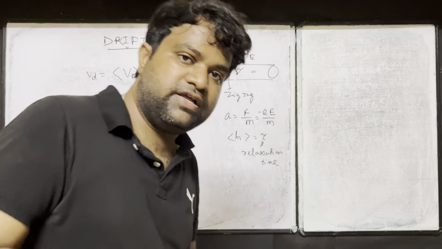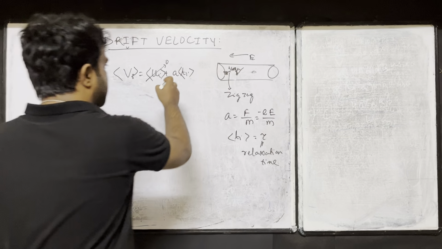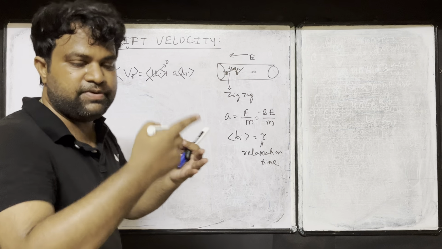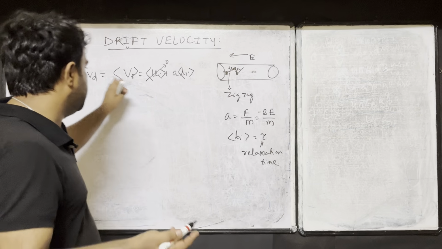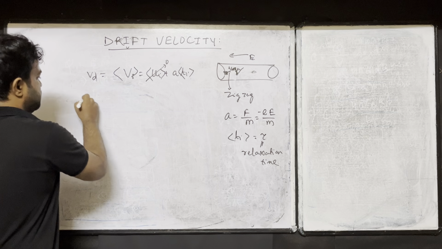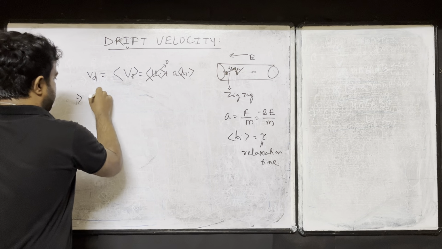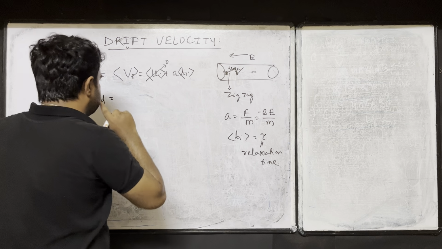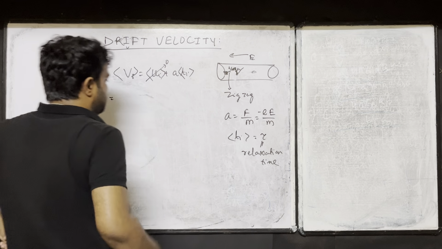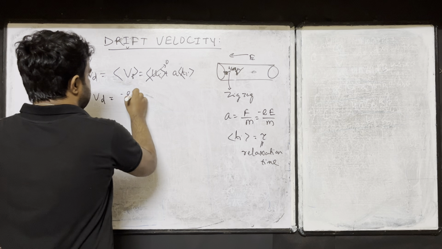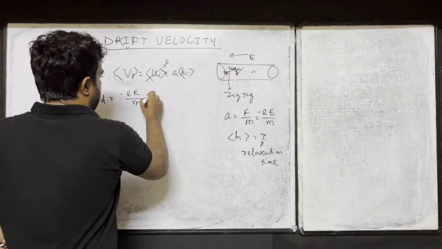Now if we take n particles also, the n will cancel out, because you add all n particles and divide by n. You will get the same expression basically. So if you take all the electrons, then also your Vd will come out as a, that is minus eE by m, times tau.